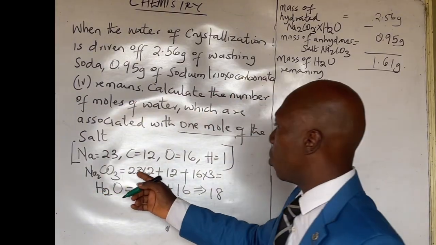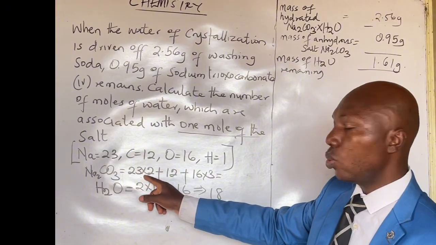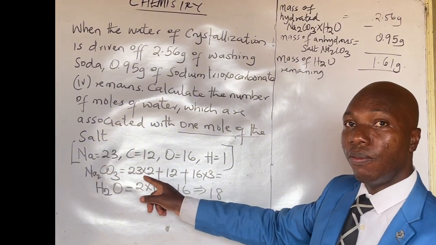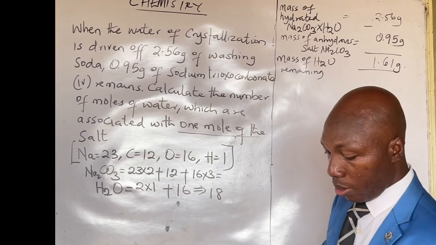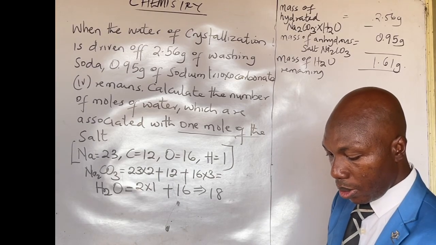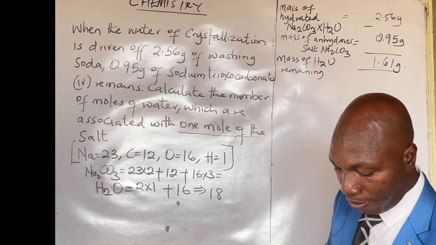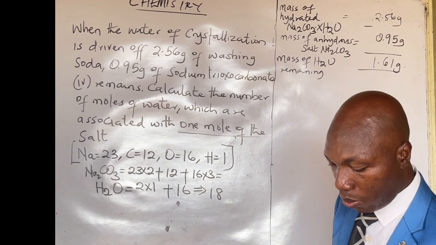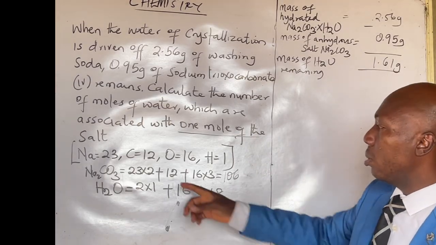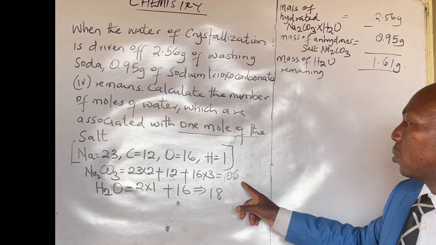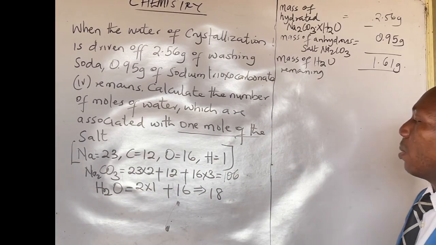For that of sodium carbonate, this is 2 times 23, that's 46, plus 12, plus 16 times 3, that's 48. So that will give you 106. So we have the data on the board. The relative molecular mass of sodium carbonate is 106. The relative molecular mass of water is 18. So we can set up our work.